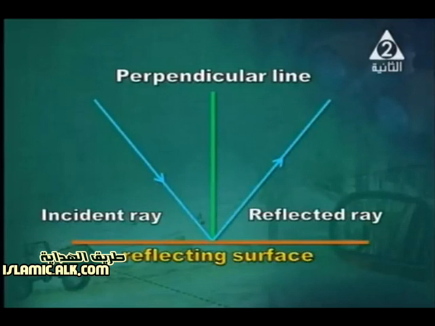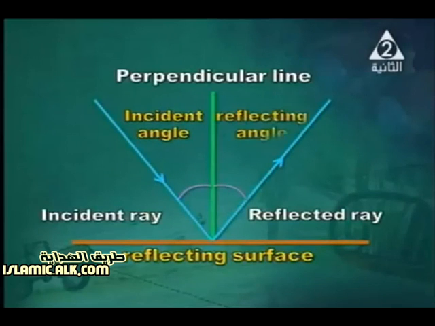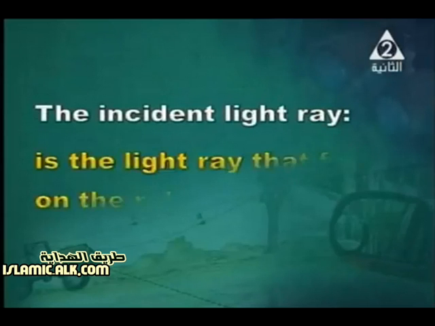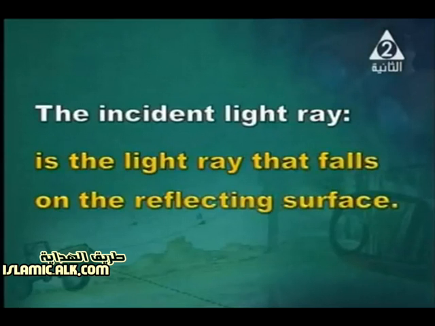This is the perpendicular line. The incident angle is the angle between the incident light ray and the perpendicular line, while the reflected angle is the angle between the perpendicular line and the reflected ray, all meeting at the point of incidence on the reflecting surface. What is meant by the incident light ray? It is the light ray that falls on the reflecting surface.